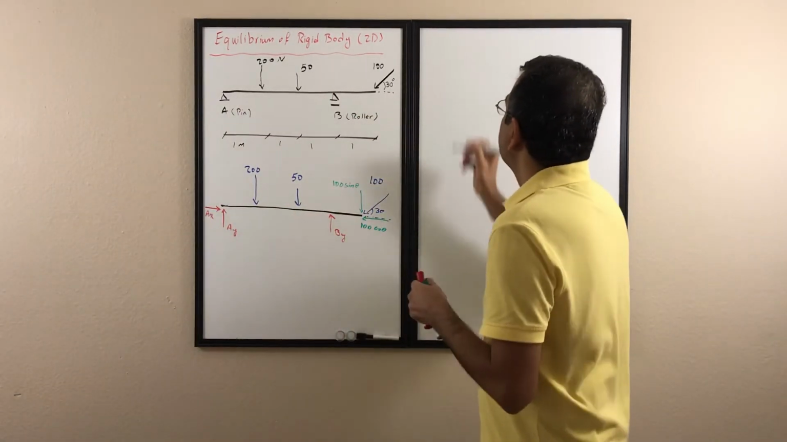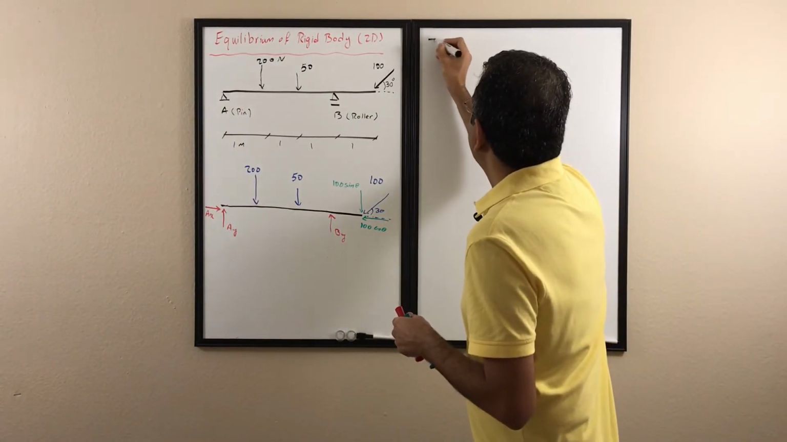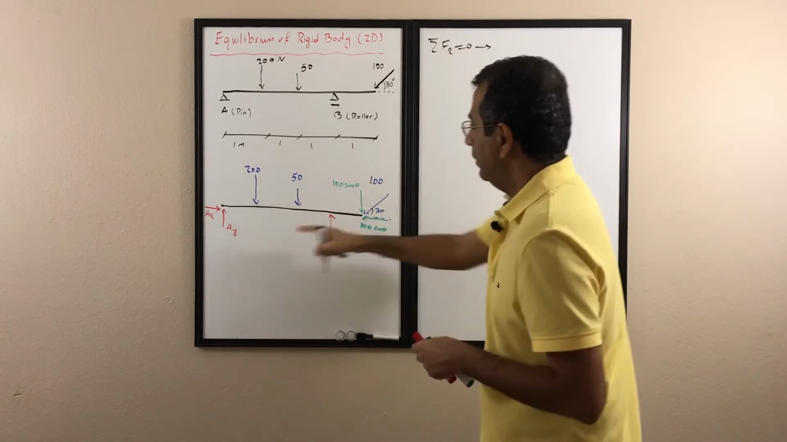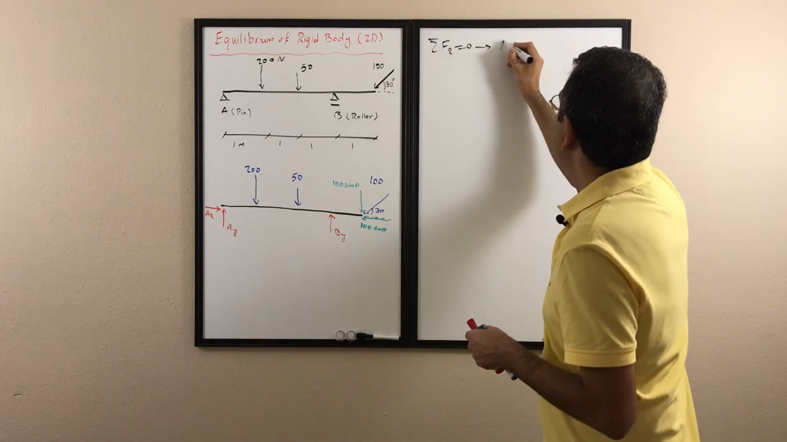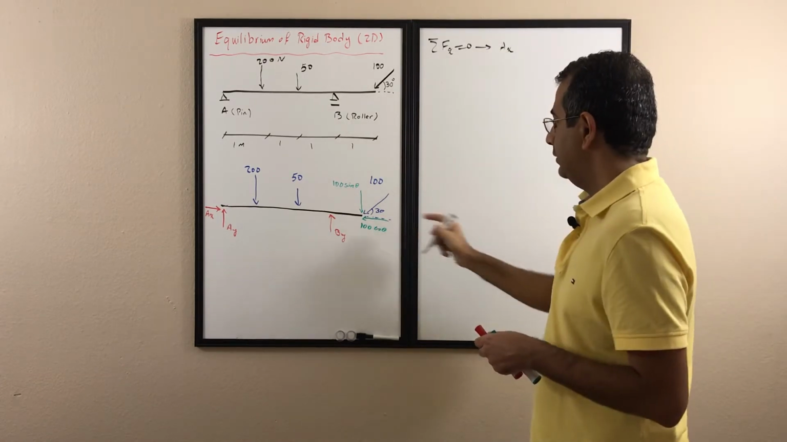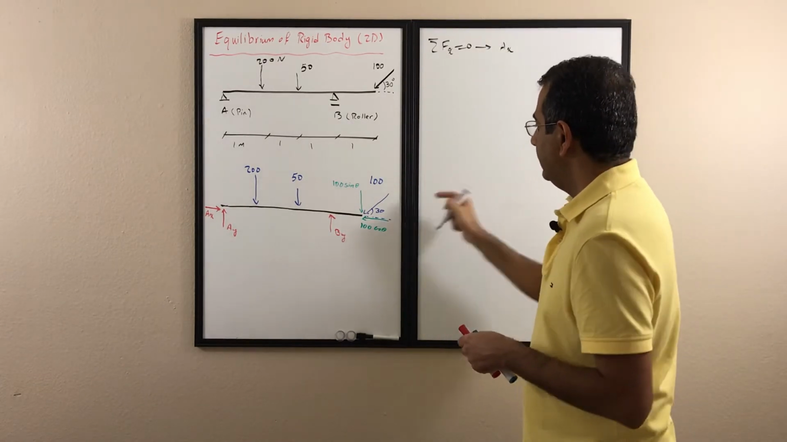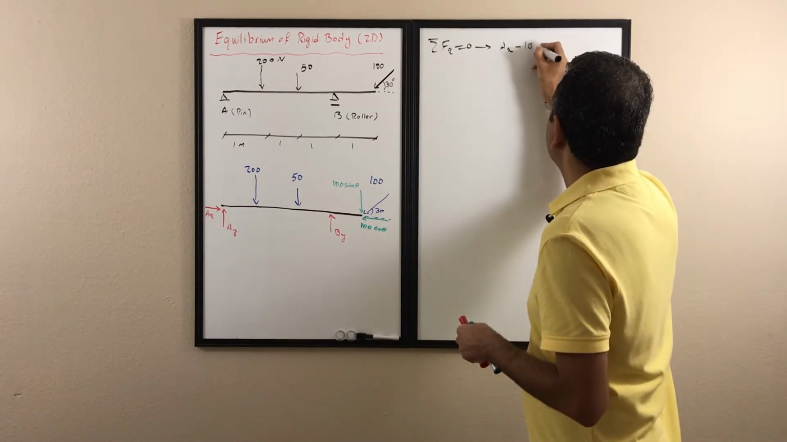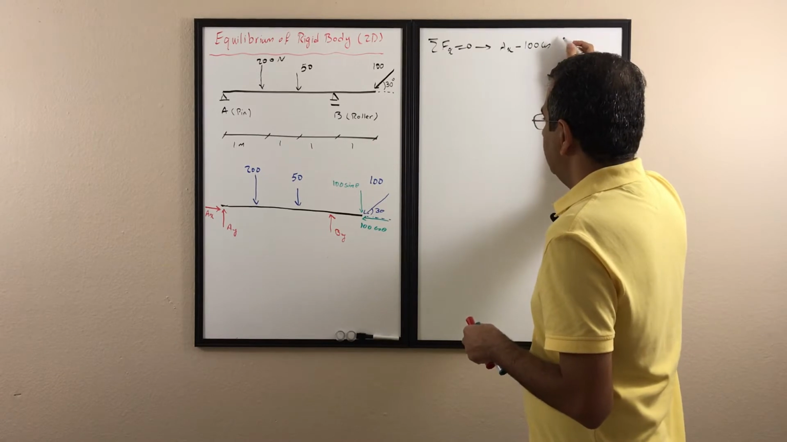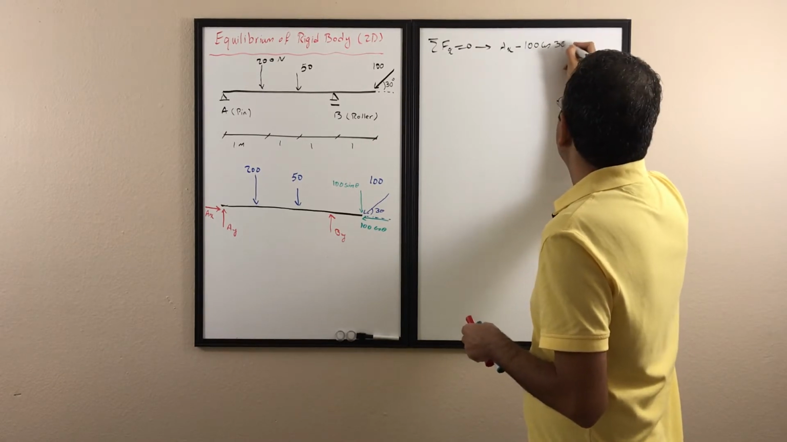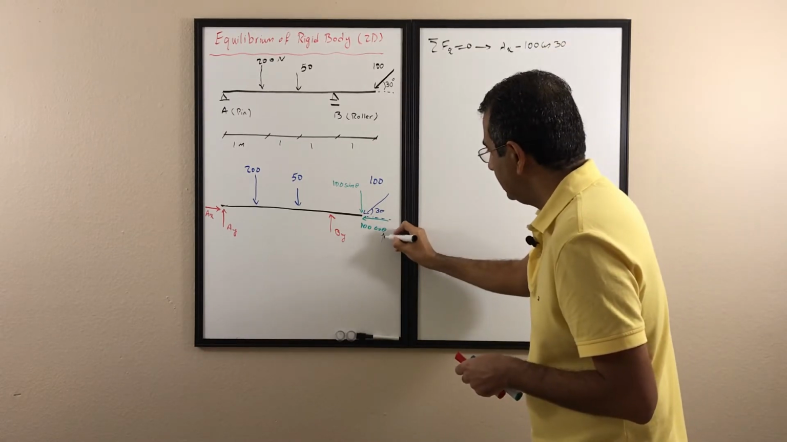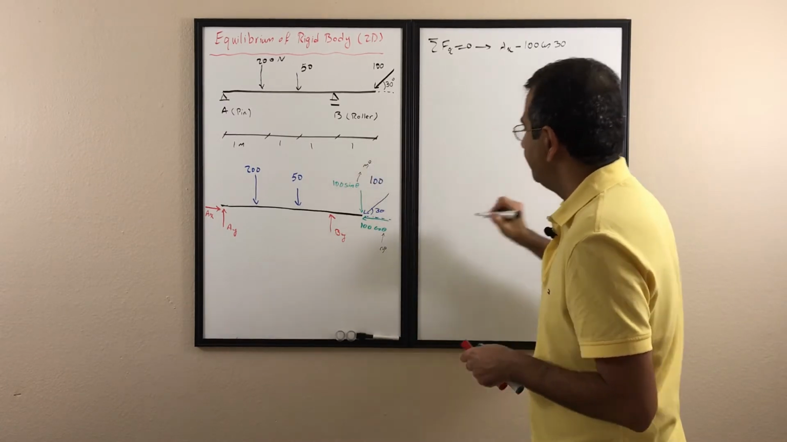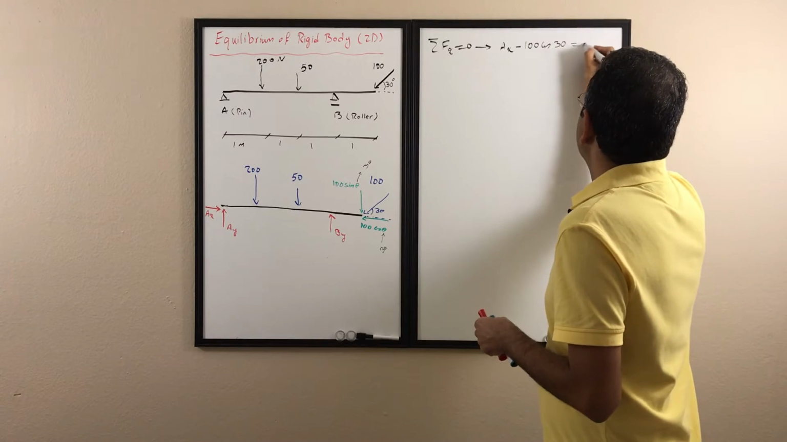So if I go ahead and write sigma Fx equals 0, then all I have is AX, which is in the positive direction of x, and then the 100 cosine 30, which is in the negative direction, minus 100 cosine 30. Remember this theta is 30, this theta is 30, equals 0.